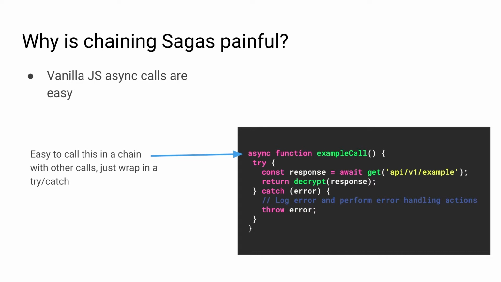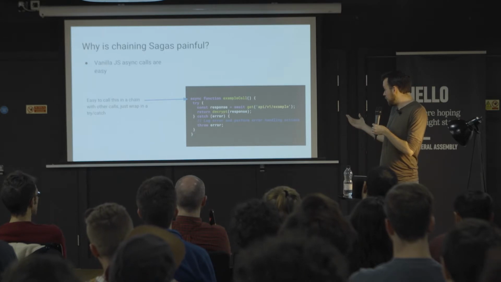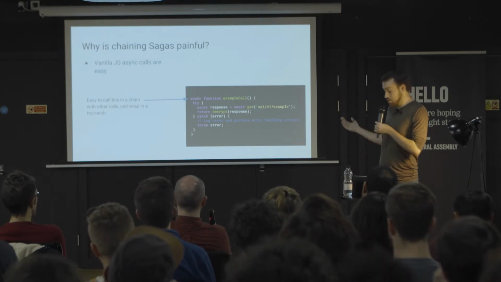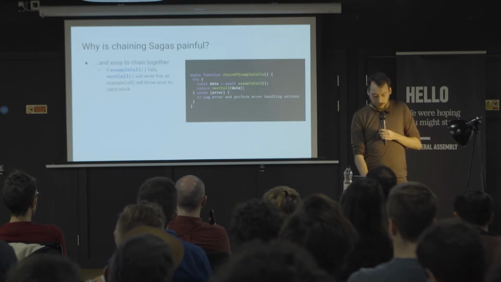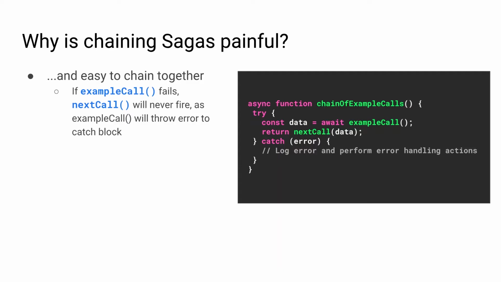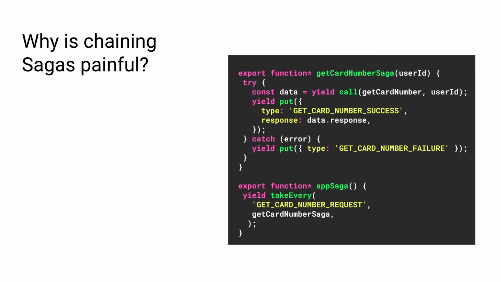So why is chaining sagas painful? It is quite painful. This is just really simple vanilla asynchronous code. It's really easy to call this in a chain. It just returns and throws an error if it has an error. So if we want to chain this together with another call, it's really simple. You just put it in a try-catch. It's just a couple of lines. We've got example call that you saw on the previous slide. It returns its data. If it doesn't throw an error, it will then move on to do next call. So it's pretty easy. Here is an example of a saga.